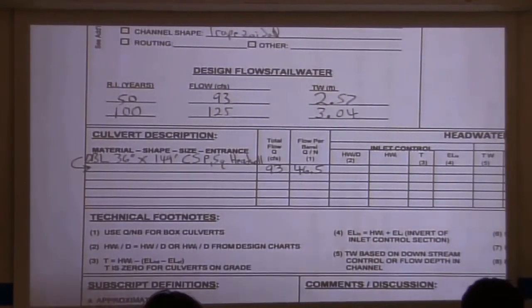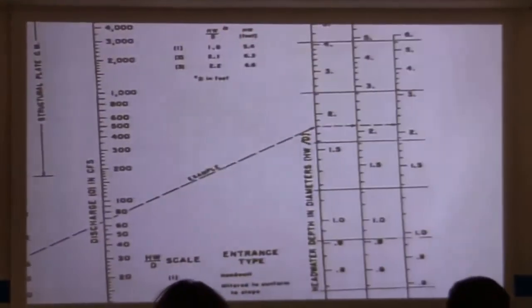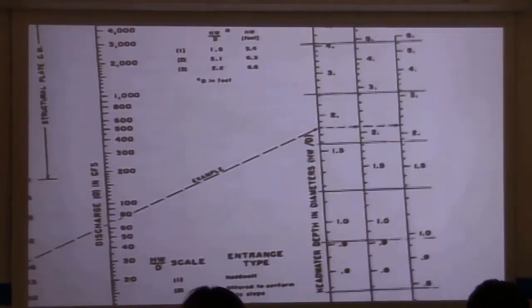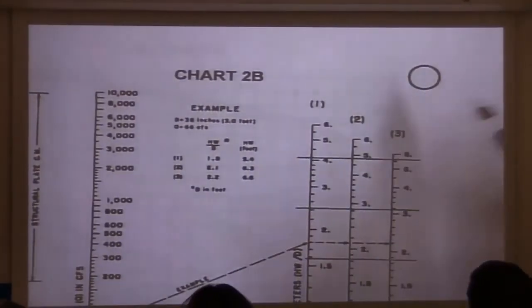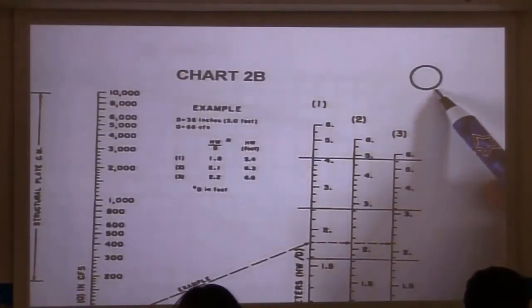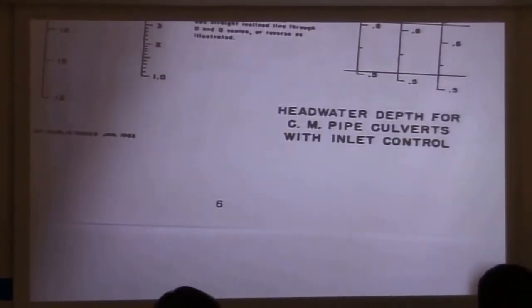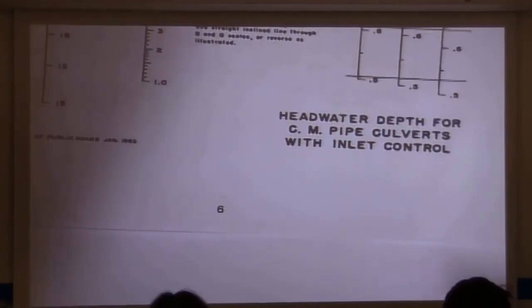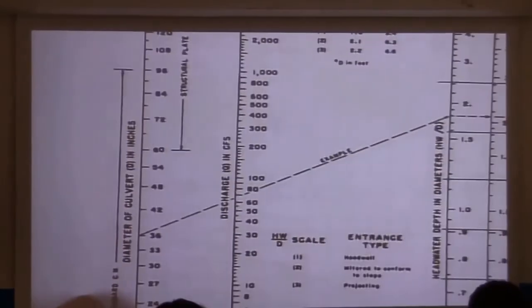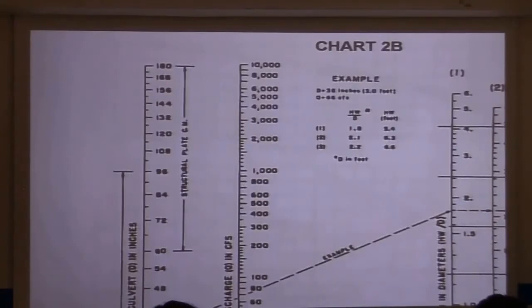And the one we're going to look at first is chart 2B. You see in the upper right-hand corner of chart 2B a circle, which means it's for pipe culverts. And in the lower right-hand corner, you see headwater depth for corrugated metal pipe culverts with inlet control. So we're going to check inlet control headwater first, so we're going to use this chart.